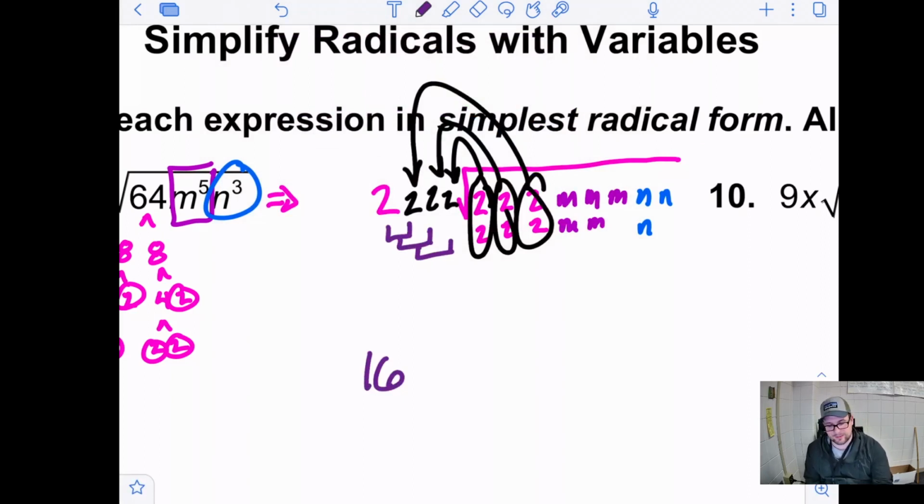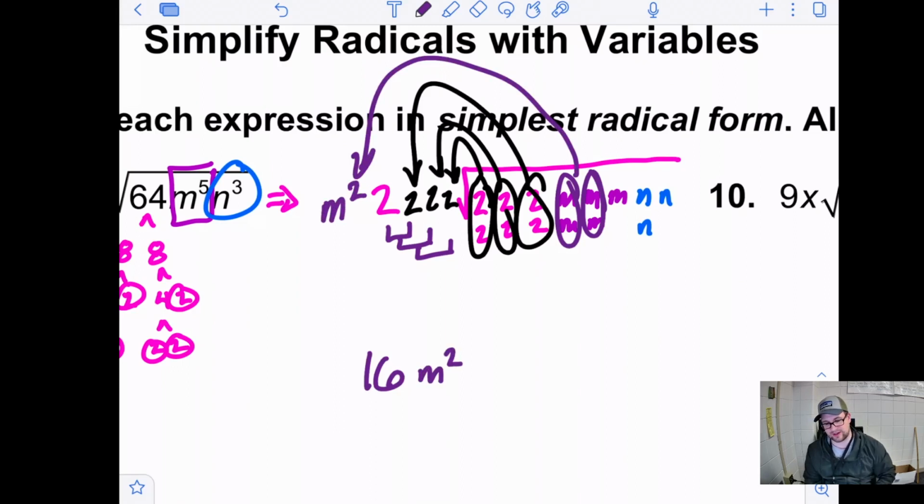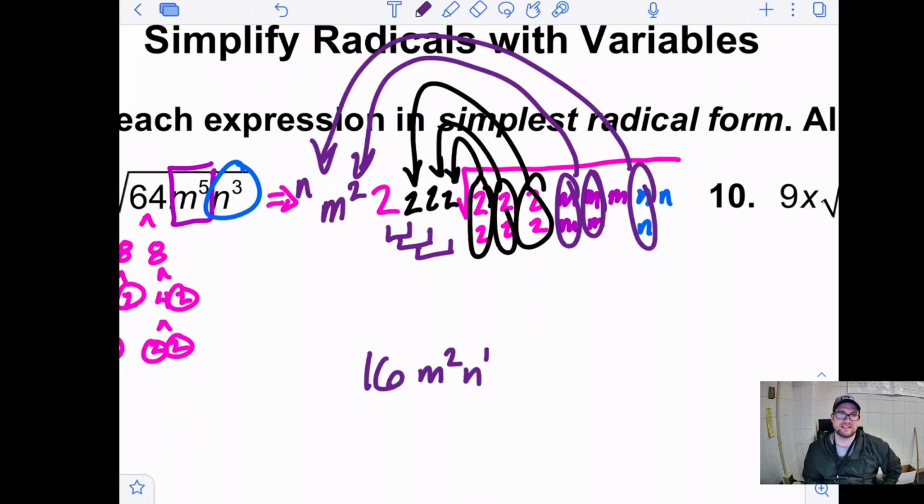Now let's think about the variables. So right here I have one group of m's and another group of m's. So I'm going to be able to pull out 2 m's, and the way we say 2 m's in math is m squared. So I'm going to have m squared on the outside as well. And then finally, I'm going to be able to pull out one group of n's. So I'm going to have n to the first, or just n.